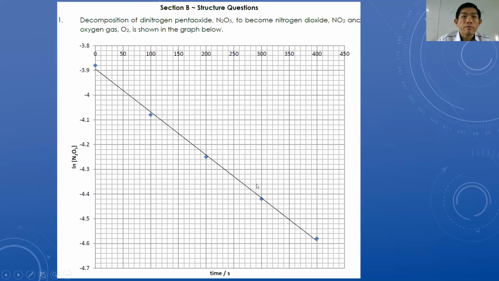So, we are going to continue from where we stopped previously. Previously we stopped at chapter 5, section A. Now we are going to continue with section B, which is the structure questions. So, without hesitation, let's begin our lesson.